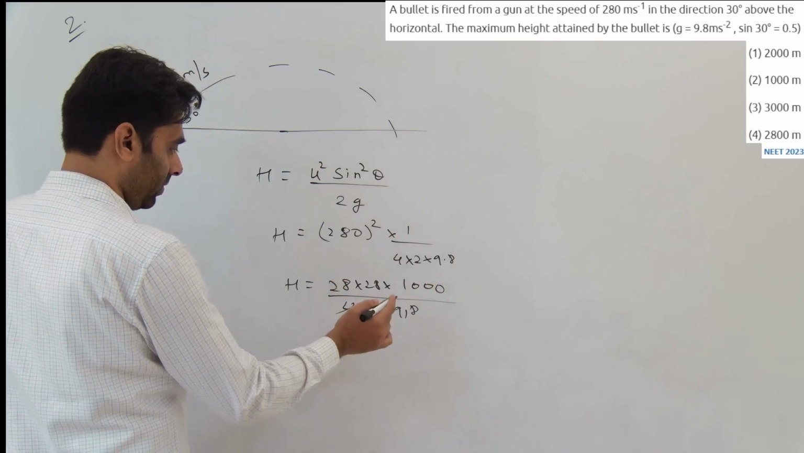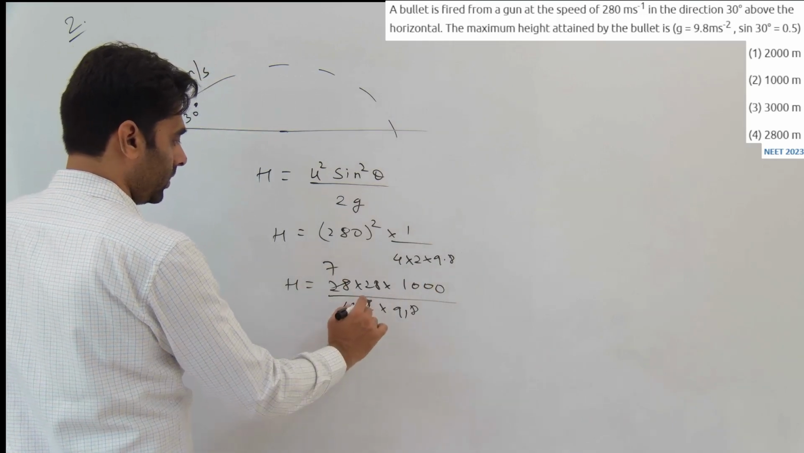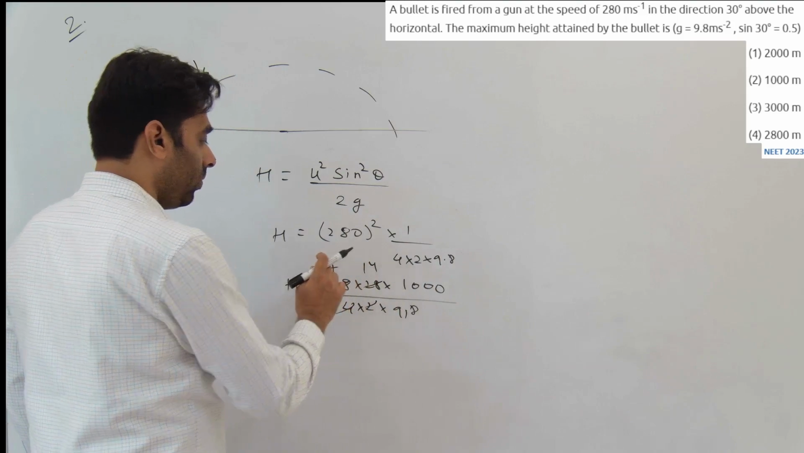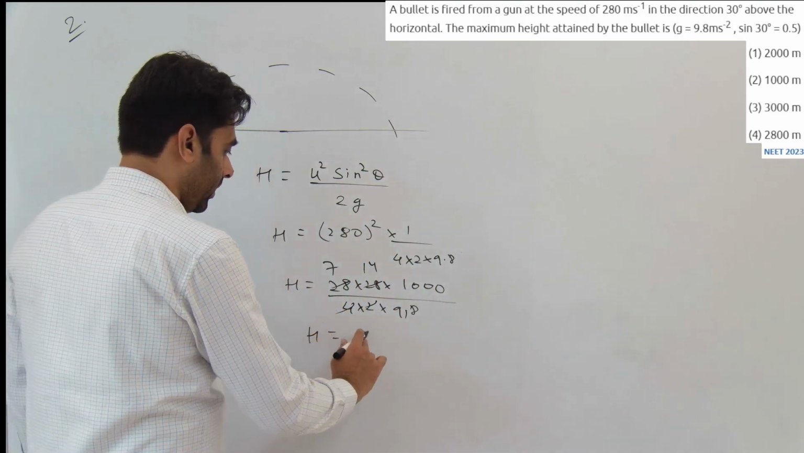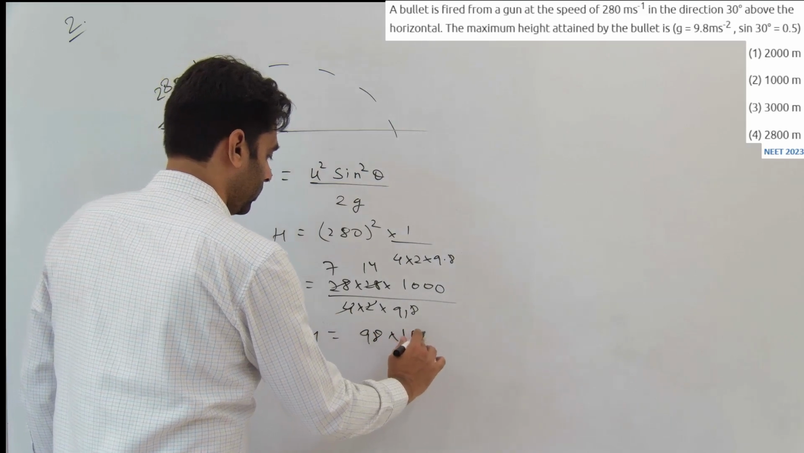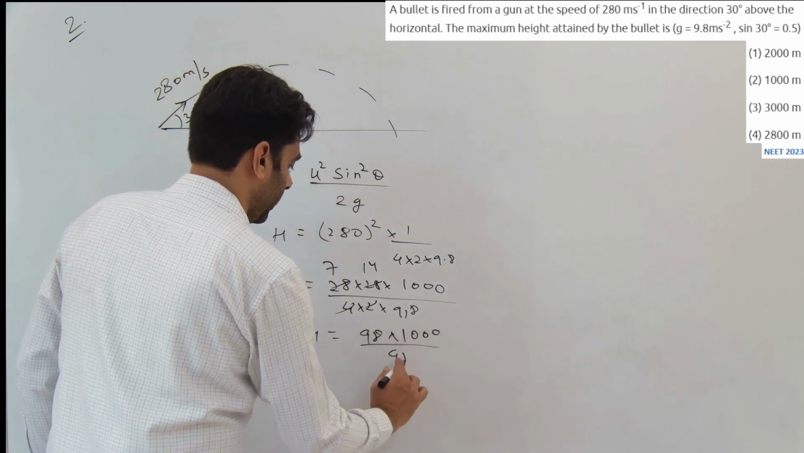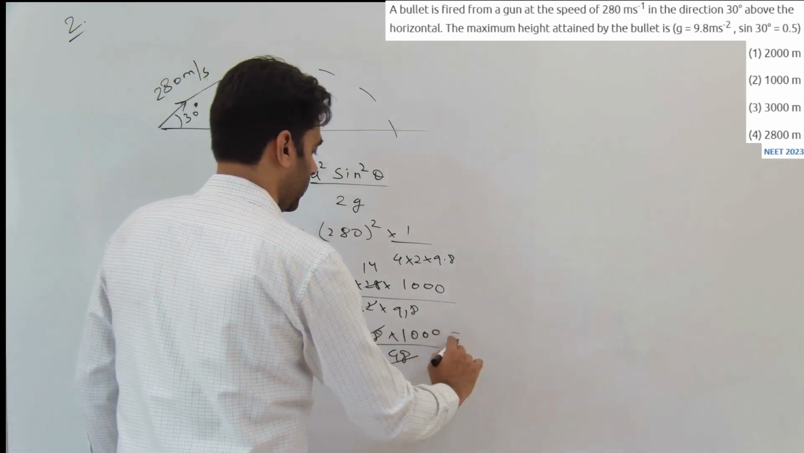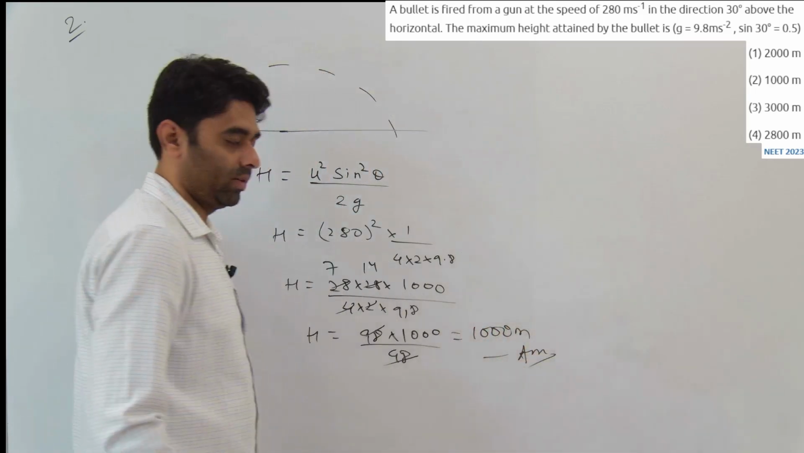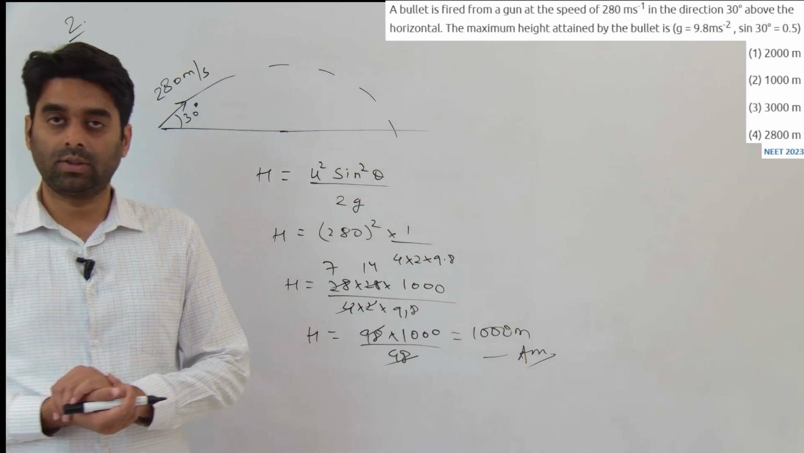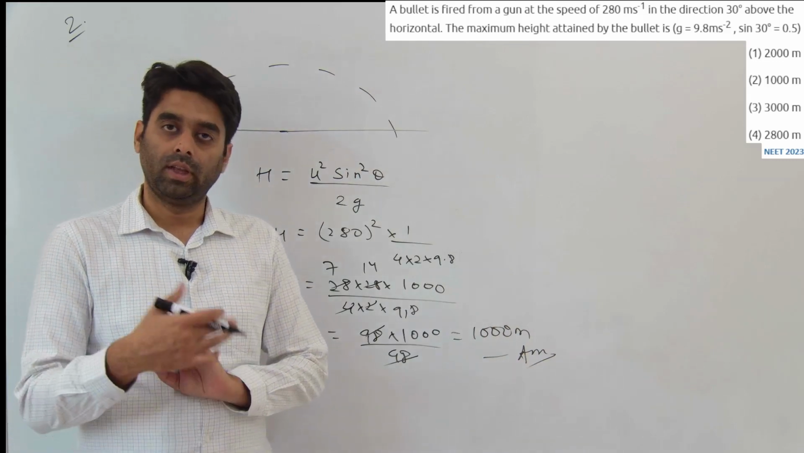Fine. We can send the 0 over here. 4 we will get over here 7 times. This will be your 14 times. 14 times 7 is 98, and so we can write 98 into 1000 by 98. We cancel out, and the h value comes out 1000 meter, right? The second option is our correct answer. Let's look at the next question.